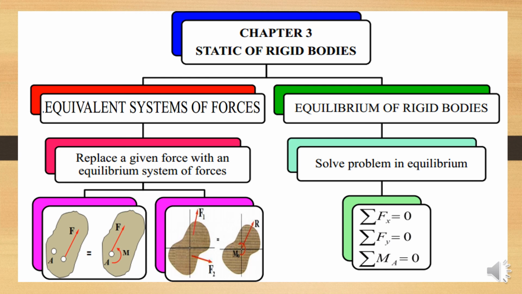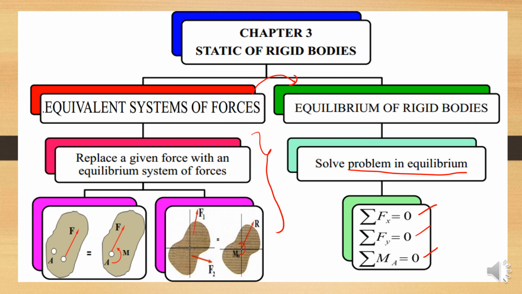in order to replace it with a system which has a similar equivalent of force. After that, in the next part we will learn about the equilibrium of rigid bodies. All the concepts in this part will be applied here in order to solve problems as well. In this part we will have another three equations which we can use to solve problems related to rigid bodies in equilibrium. These are the summation of Fx equals 0, summation of Fy equals 0, and summation of the moment at a point equals 0.